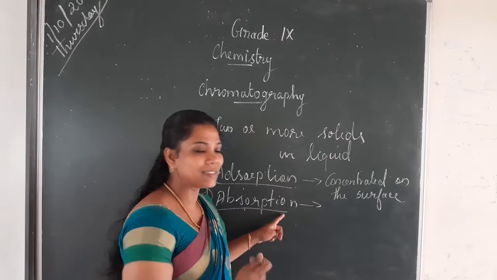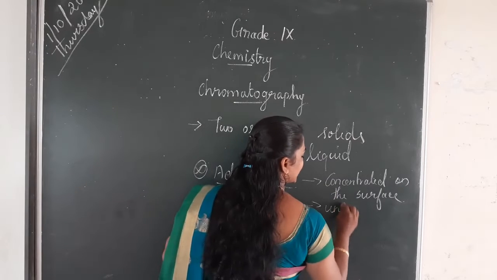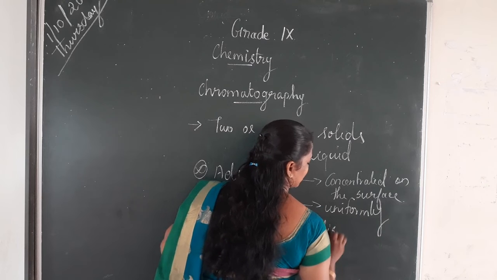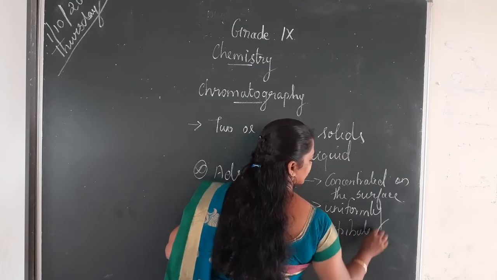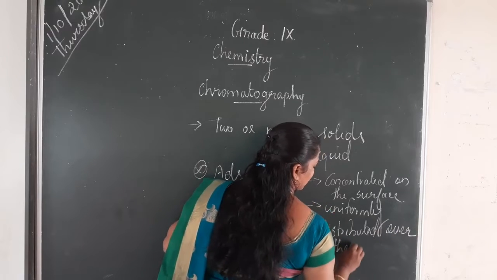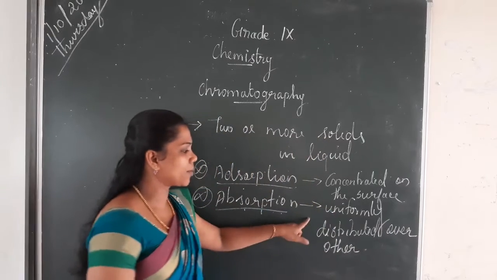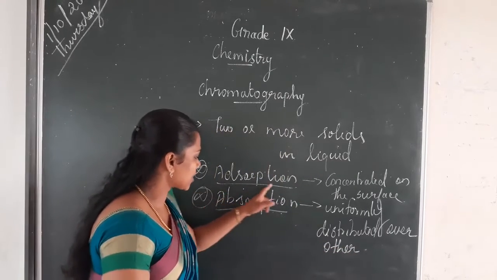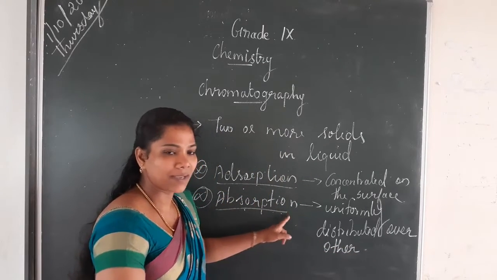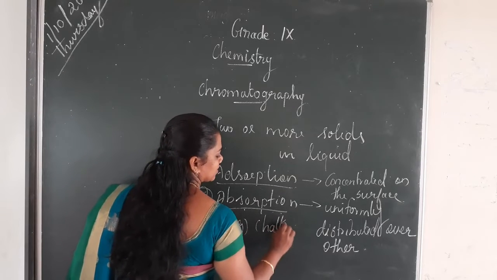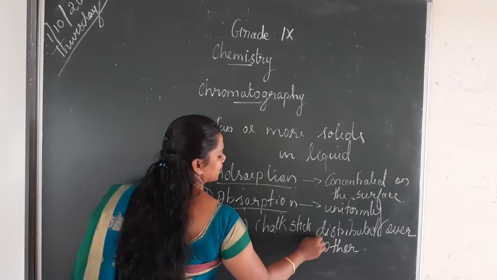Absorption means it is uniformly distributed over the other substance. We can study this adsorption and absorption by seeing an example. That is chalk piece. What is the example given?